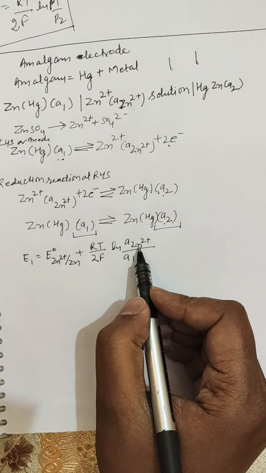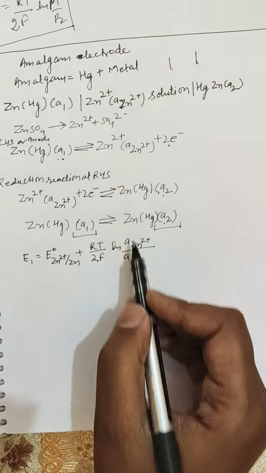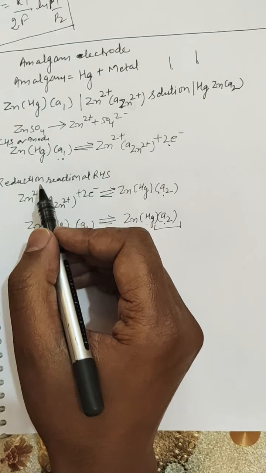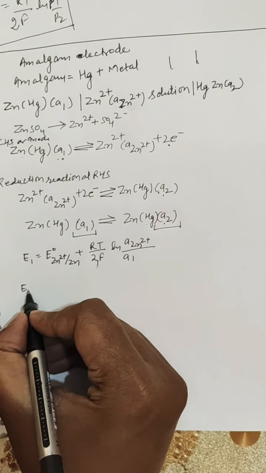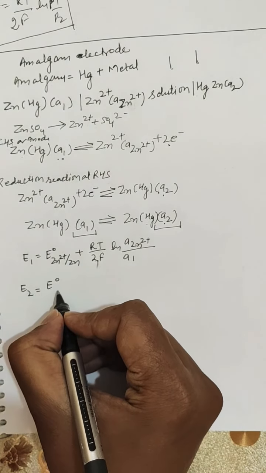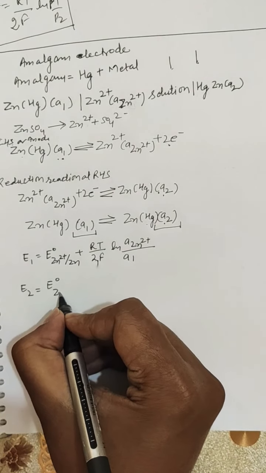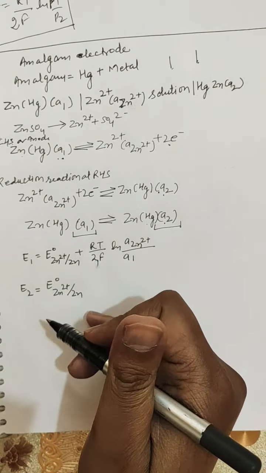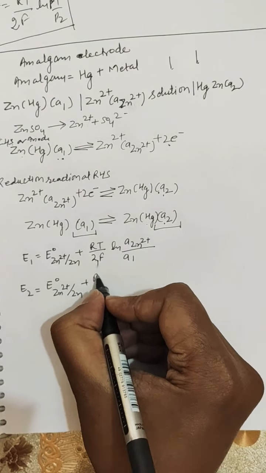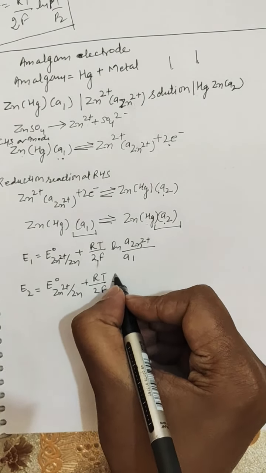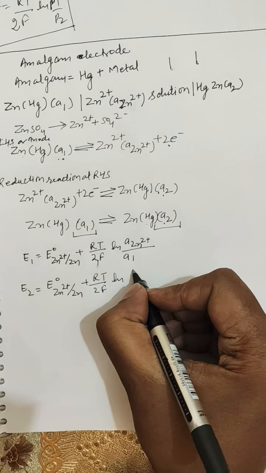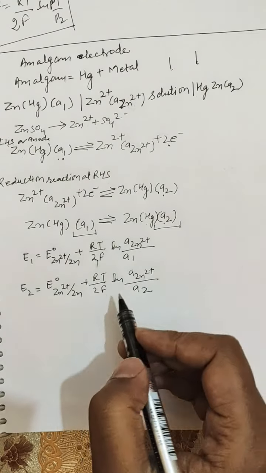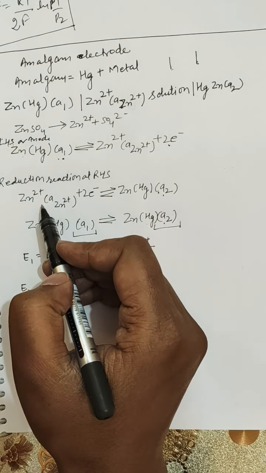The concentration of the oxidized form is A Zn2+, and the concentration of the reduced form is A1 for the half cell. For the other half cell it may be written as E2 is equal to, so there is no need to explain the same things again and again, that will only waste our time, and you must know these basic facts till now. So it is RT/2F ln of A Zn2+ over A2, because this E2 is for the reduction half cell.